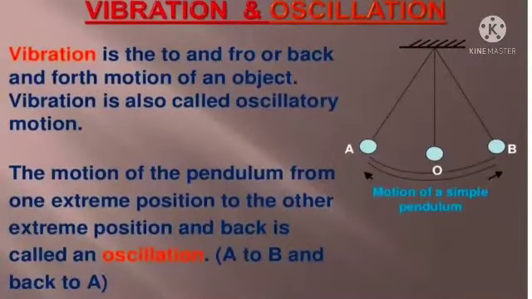Vibration and oscillation. Vibration is the to and fro or back and forth motion of an object. Vibration is also called oscillatory motion. The motion of the pendulum from one extreme position to the other extreme position and back is called an oscillation. That is A to B and back to A.